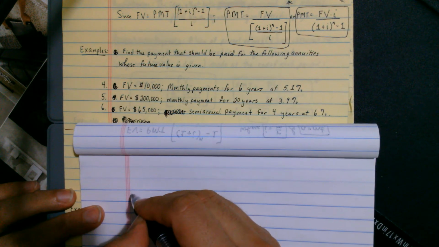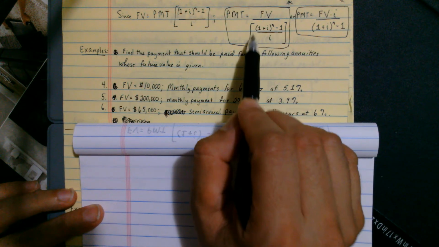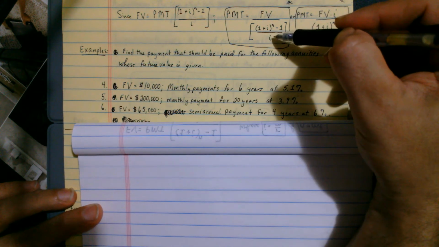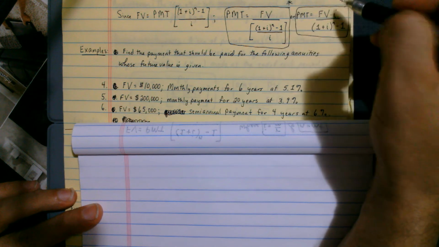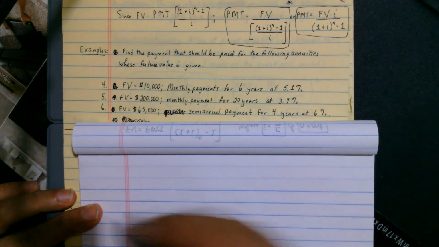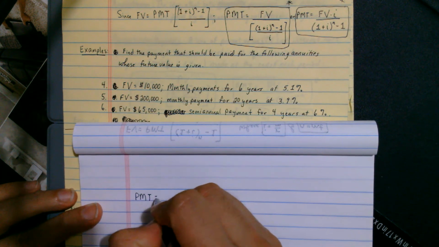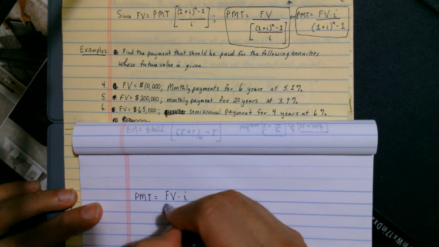Again, one thing here, when you divide by a fraction, you essentially multiply by the reciprocal of the bottom. So this i goes to the top. So if it's okay, I'm going to use this formula. It's a little easier to deal with. So the payment for this problem would be future value times i. Put the little dot there.